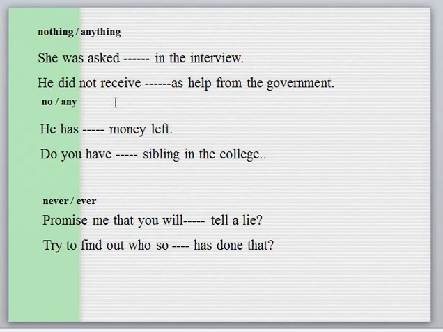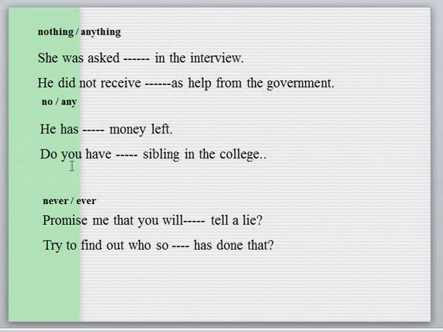Okay. Now in the next sentences we have to use the word no or any. So the first sentence is, he has dash money left. So in this entire sentence we see that there is no negative word, so we can use one negative word here, that is, he has no money left. Okay, the correct answer would be, he has no money left.